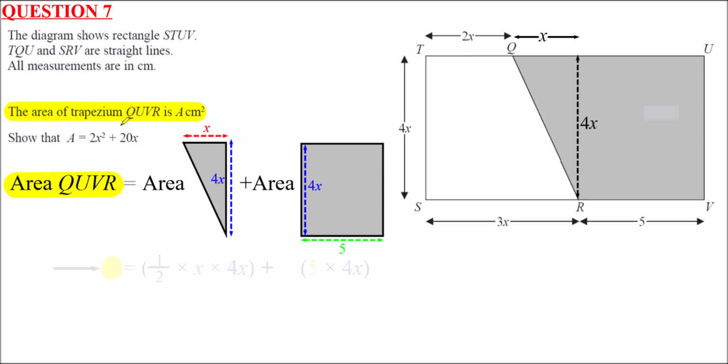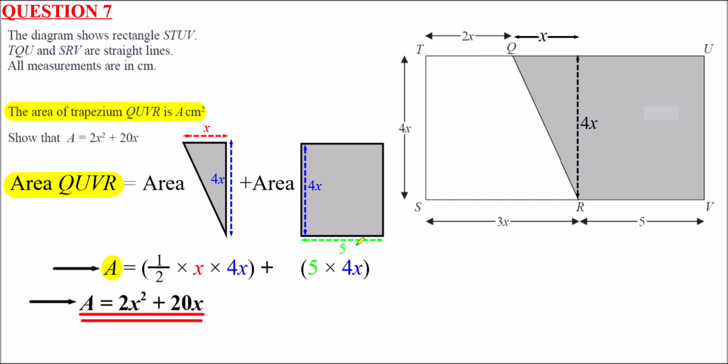So the area is the area of a triangle, like I said, half times base x times the height, 4x, plus the area of this rectangle, which is base of 5, multiplied by a height of 4x. For triangle, half times x times 4x. If we do x times 4x first, that gives us 4x squared. Half of 4x squared is 2x squared, and 5 times 4x gives us 20x.